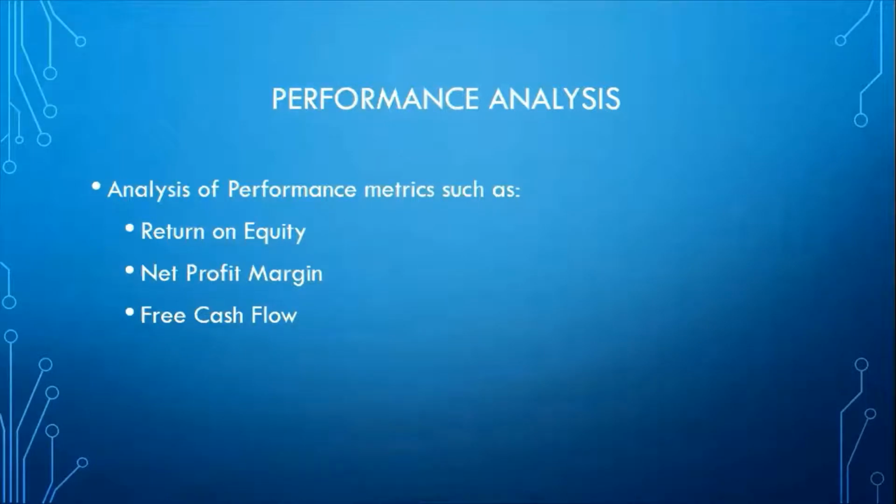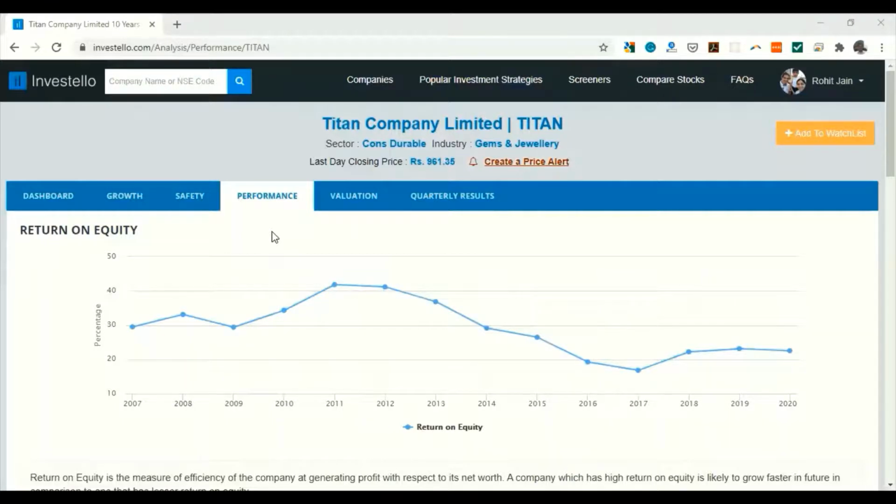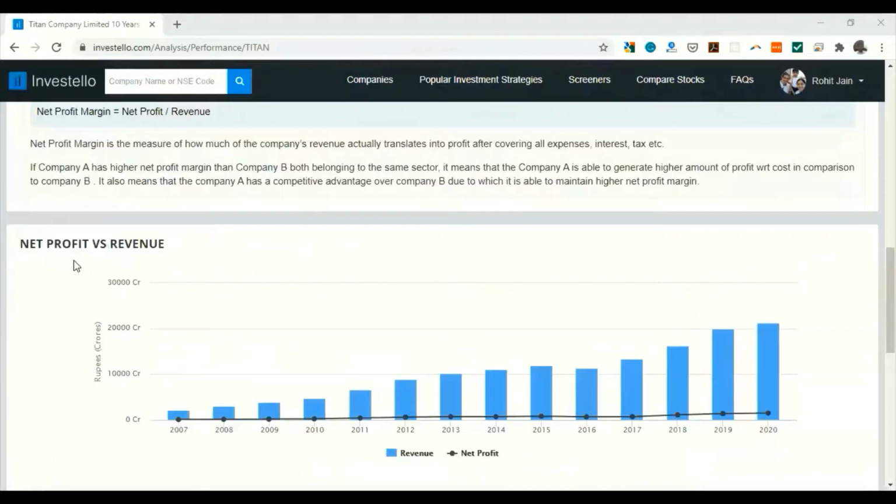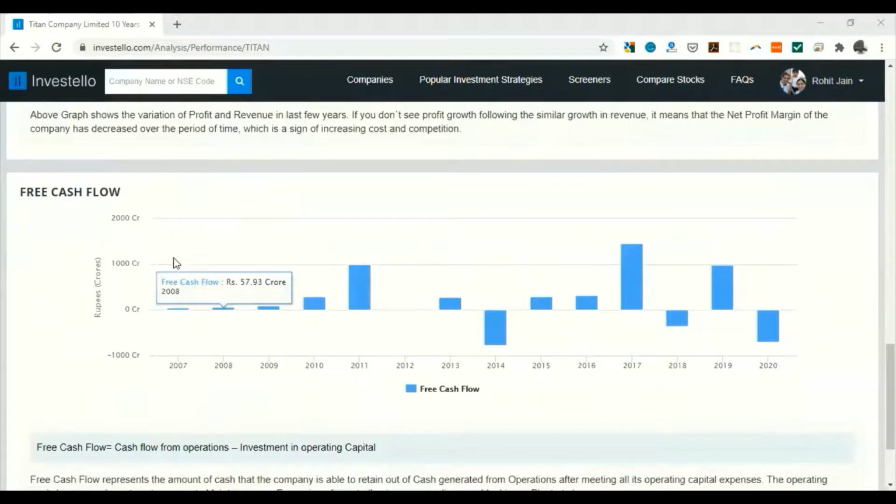Now we come to performance analysis. In this module, we analyze the past 10-year performance of the company through some metrics such as return on equity, net profit margin, free cash flow, etc. Let's analyze the performance of Titan with respect to this analysis page. Let's begin with the performance analysis of Titan. In this example, I will cover certain ratios and metrics, which are return on equity, net profit margin, net profit versus revenue, and free cash flow.